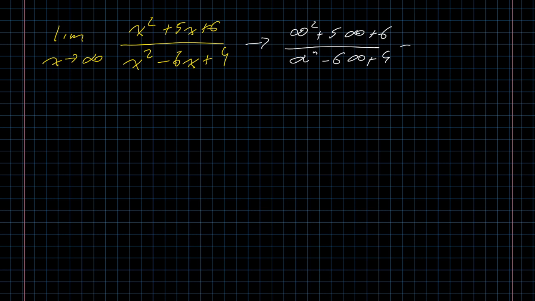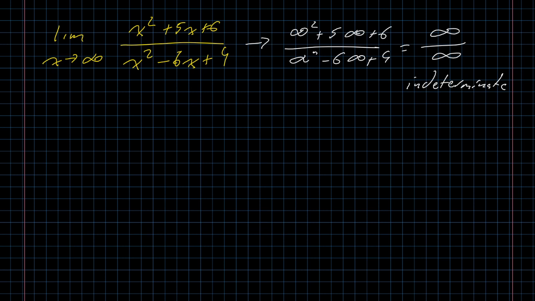All right, well, we have infinity, we square it, we get more infinity, we add infinity to it, we get more infinity, we add 6 to it, we don't even notice, and we get infinity. We have infinity squared, we try to subtract 6 infinities, but we have a square of infinity, so we don't even notice. We add 9, we don't even notice, and we get infinity. Infinity over infinity is another indeterminate form.